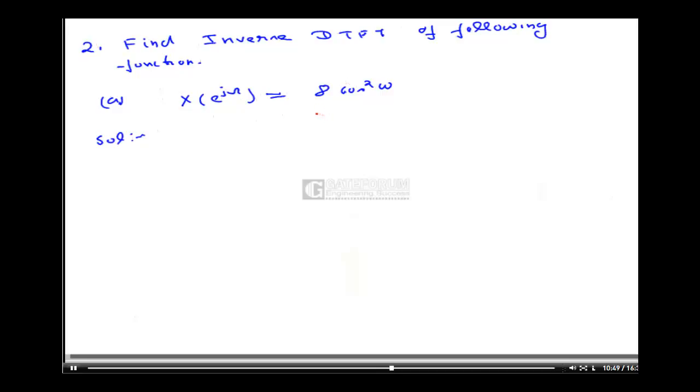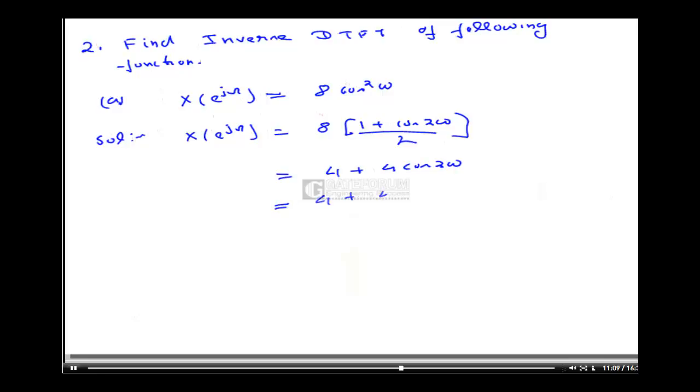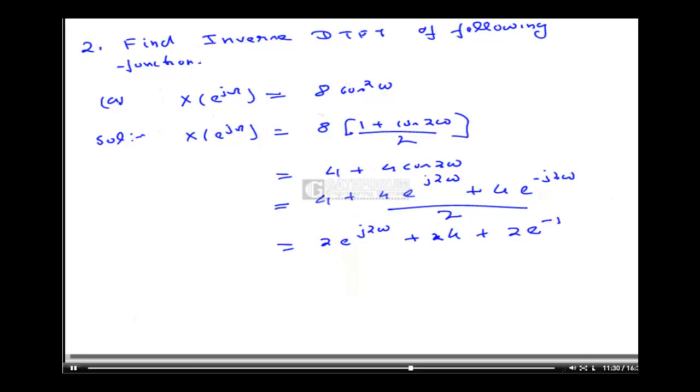I can write this function as 8 times (1 plus cos 2 omega) by 2. This will become 4 plus 4 cos 2 omega. I can still simplify this and write 4 plus 4 in exponential form: e to the power j 2 omega plus e to the power minus j 2 omega, divided by 2. This will become 2 e to the power j 2 omega plus 4 plus 2 e to the power minus j 2 omega.